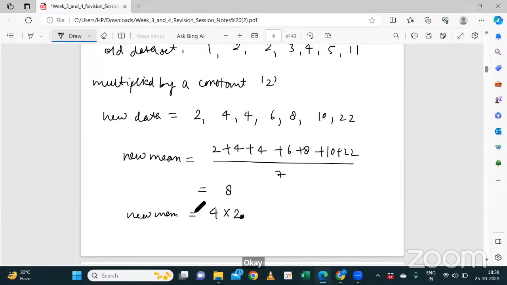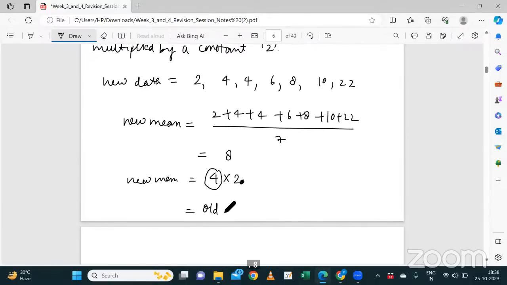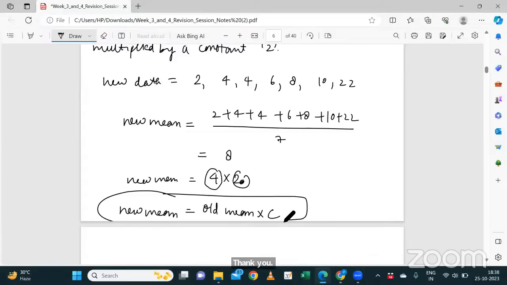So what is this 4? This 4 is nothing but the old mean of the old data set, and this 2 is nothing but that constant value. Can I say the new mean is the old mean times the constant? Suppose you know the mean of the old data set and then you multiply all the observations by 2. Then rather than calculating the mean again for all the observations, it's good to just multiply the old mean by that constant. Correct?